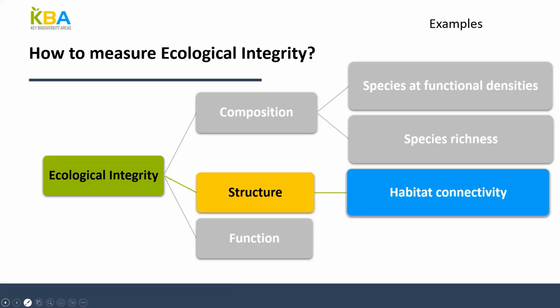So related to those questions, as I mentioned earlier, a possible attribute to measure the structure of the site could be habitat connectivity. And then the indicators of habitat connectivity could be the presence of area demanding species and or just satellite imagery of the forest cover as well.